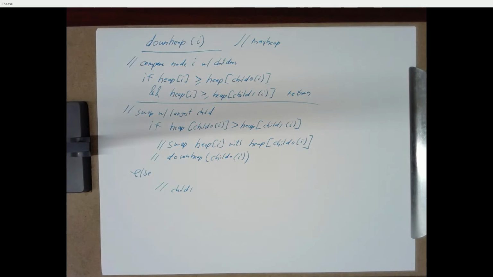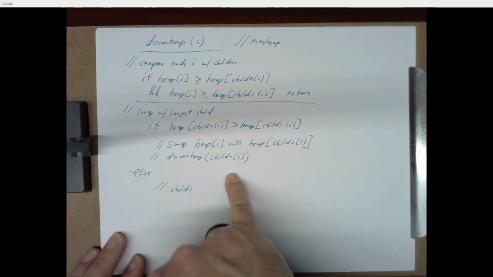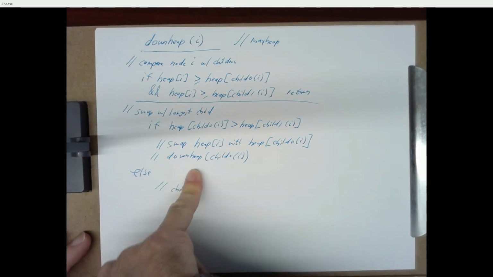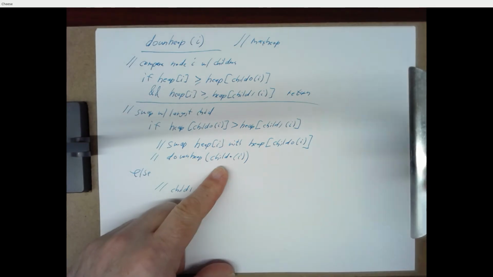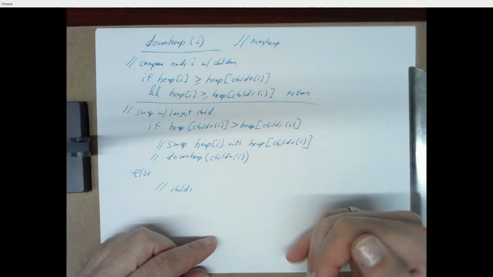Else do the same thing with child 1 instead of 0. So you could write this a lot more efficiently, but this is written out explicitly. And the swap's just the usual temp equals A, A equals B, B equals temp kind of thing. And we've written this recursively, we're calling down heap here. But remember, if you're doing a recursive call as the last thing in your function, you don't need to recurse. You can usually replace that with a loop. We could simply set I equal to child 0 of I and then go back up here and re-execute this code.